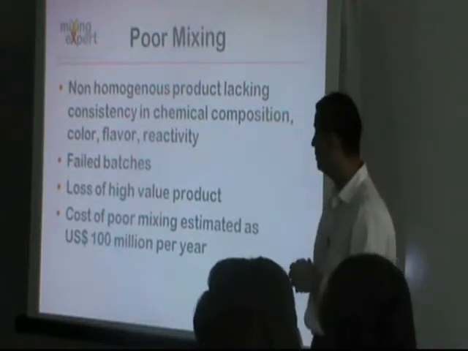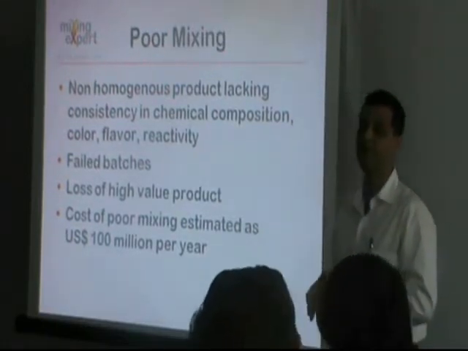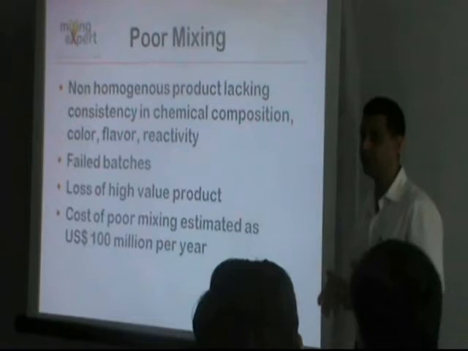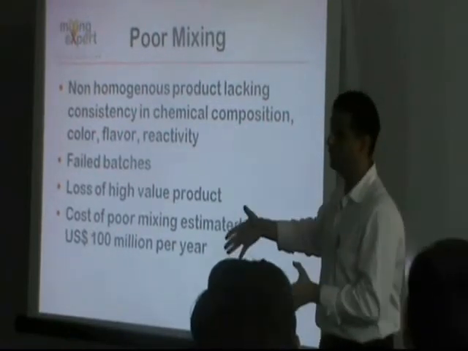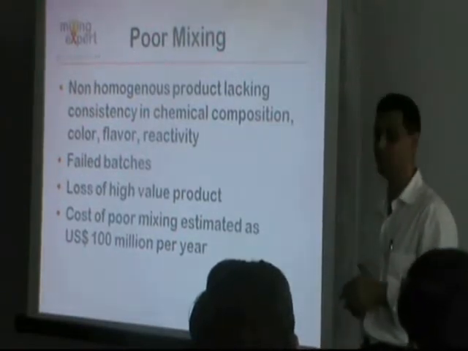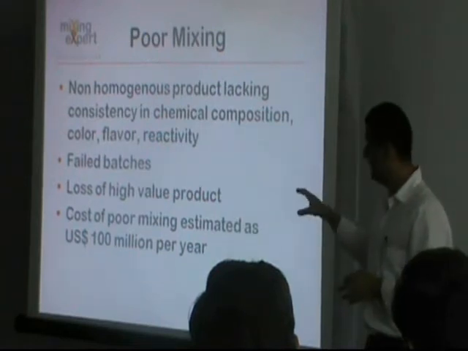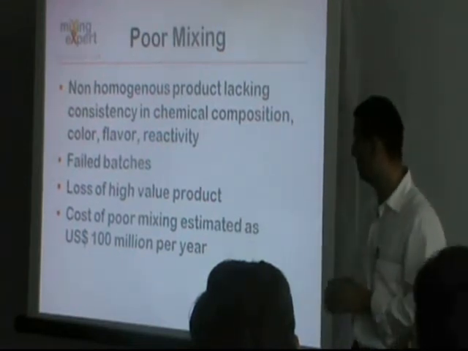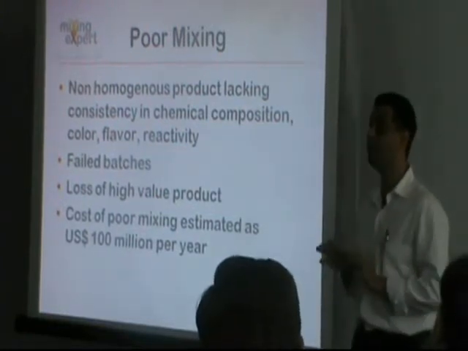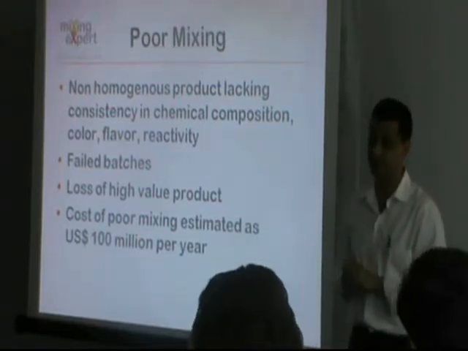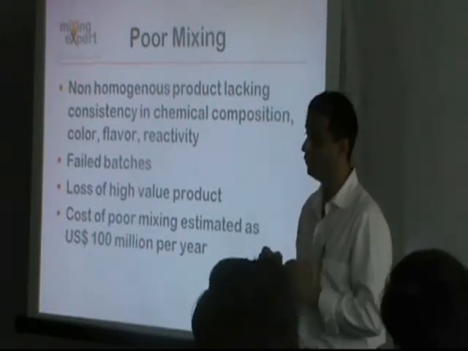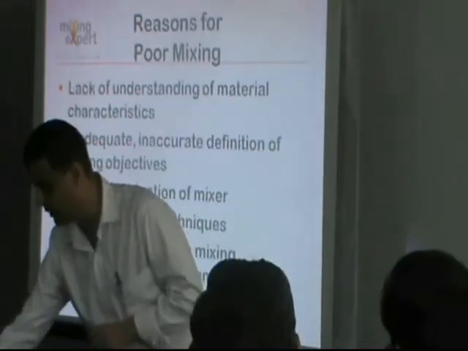So again, the non-homogeneity, what could it lead to? It could lead to a lot of failed batches. It could lead to a loss of high value product. The chemical industry, the pharmaceutical industry, we all have experiences on what the cost of a batch could be. And one bad batch could cost quite a bit. So it is estimated, and this is some data which has been pulled out from the Handbook of Industrial Mixing, that the cost of poor mixing is estimated at US dollars 100 million per year. So poor mixing can be very expensive. That is the reason why we need to focus on mixing when it comes to any product formulation or development.